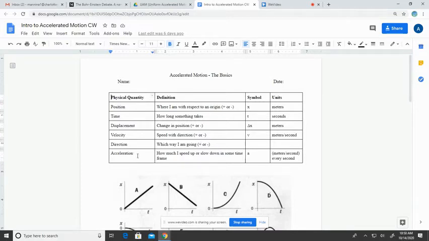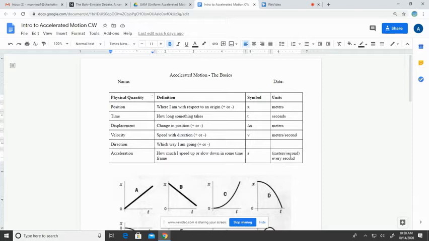Now, for the sixth and final one, the most important one in this brand new unit, is the new quantity of motion we're going to measure, which is acceleration. Right? Now, acceleration pops up a lot in the English language. In physics, we use it in a very specific way. And acceleration basically measures how much I speed up or slow down in some amount of time. It's basically measuring how much velocity did I gain or lose in a second. All right. Now, the symbol for acceleration is a little a, and its units. The units should look a little bit weird.